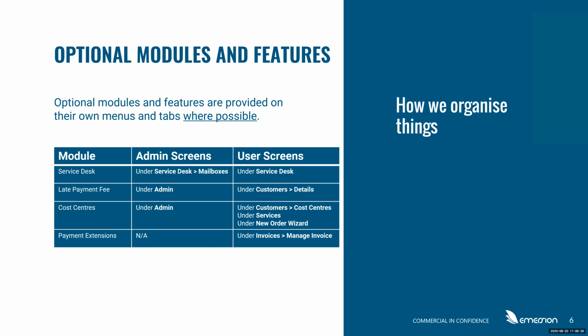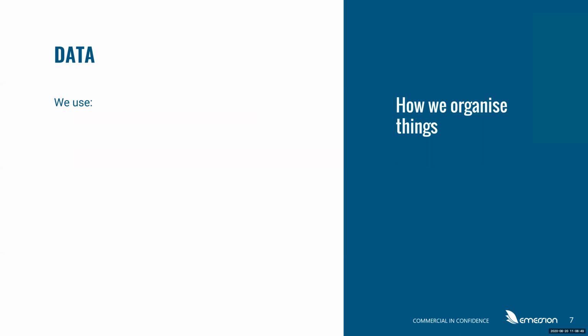Usually there's an admin area and a user screen. They'll generally be in two separate locations. The admins are for the admins and the users are for the everyday. So if you're looking for something, it'll be on its own tab. And also the user screens may be littered across areas where they specifically apply.